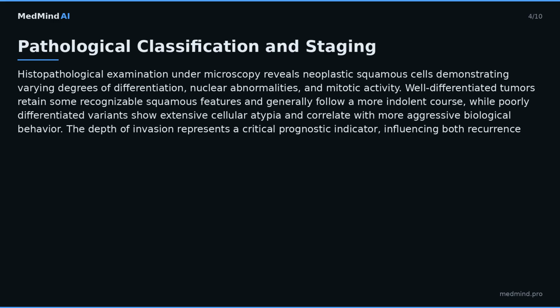The depth of invasion represents a critical prognostic indicator, influencing both recurrence likelihood and metastatic potential. Anatomical site-specific staging systems incorporate tumor dimensions, histological grade, and host factors to stratify patients into risk categories. Low-risk lesions typically measure less than 4 mm in depth, demonstrate well-differentiated histology, and lack high-risk features such as perineural invasion or immunosuppression. Conversely, high-risk tumors exceed these parameters and warrant intensified surveillance and potentially more aggressive therapeutic approaches to minimize adverse outcomes.